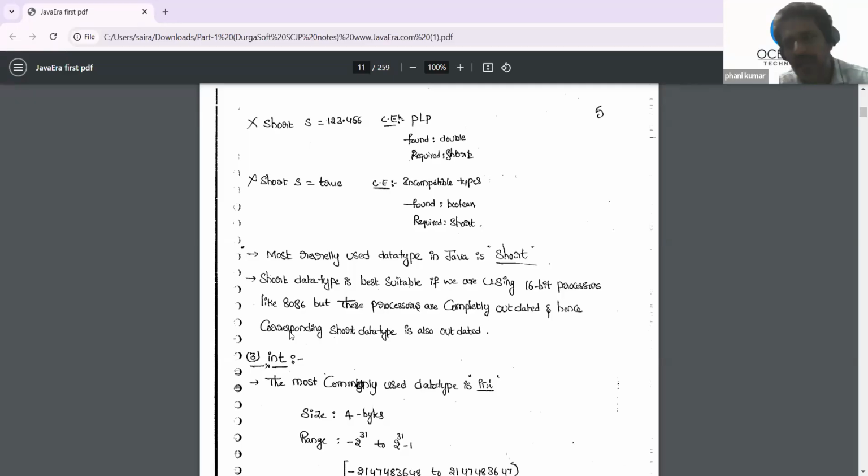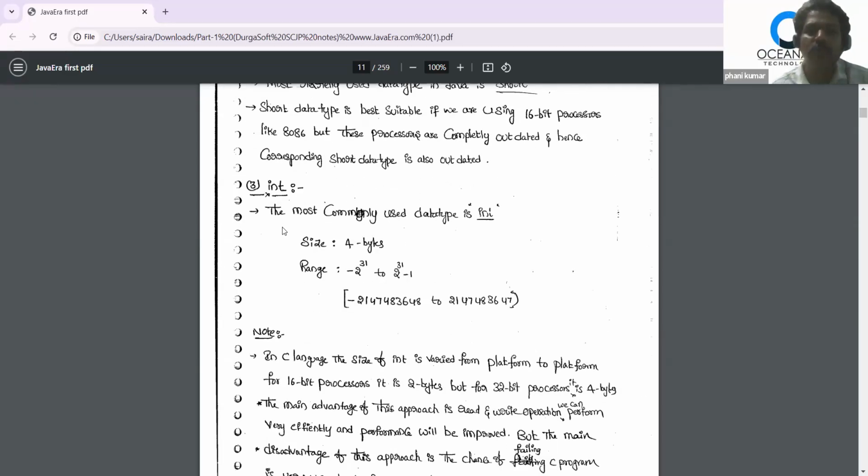So in numeric types, we have four types. First one is byte, second one is short, third one is int, fourth one is long. Byte and short I have explained, but these two are not regularly used in programming. The most useful and most commonly used data type for numerical values is int. Now I am speaking about int. The most common data type is int, size 4 bytes.